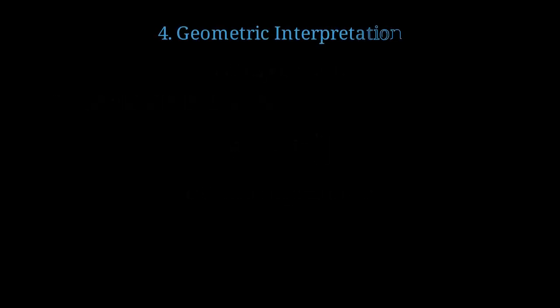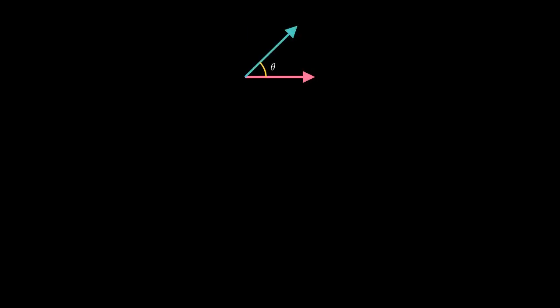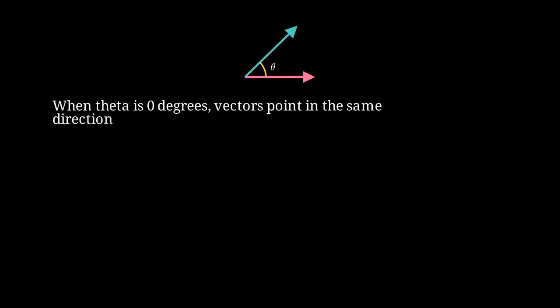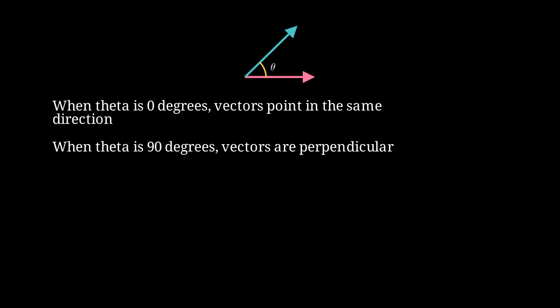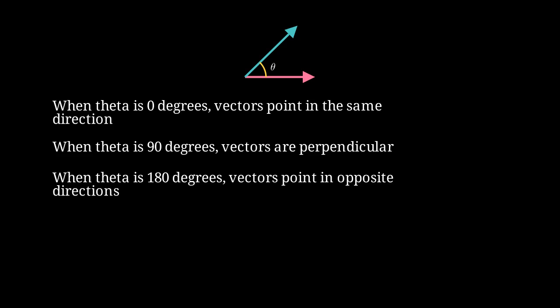The dot product has a beautiful geometric interpretation using angles. The dot product also equals the magnitude of a times the magnitude of b times the cosine of the angle between them. The angle theta between the vectors determines how similar they are. When the angle is 0 degrees, the vectors point in exactly the same direction and the dot product is maximized. When the angle is 90 degrees, the vectors are perpendicular and the dot product equals 0. When the angle is 180 degrees, the vectors point in opposite directions and the dot product is negative.